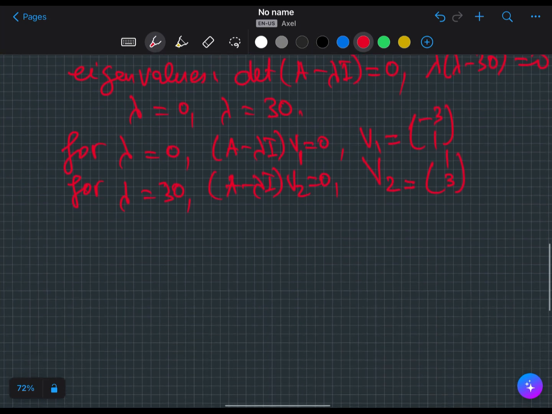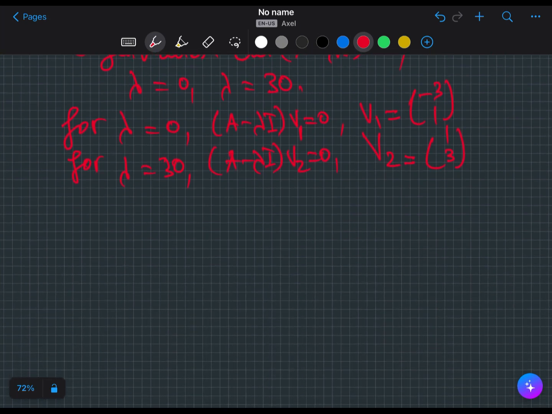Now, what do you realize? Here we can have the diagonal matrix, which is 0, 0, 0, 30. And then we can also have the P matrix, which is the matrix of the eigenvectors. Now, we need to find the orthogonal matrix Q, and to have that, we have to scale each vector so that it has a norm of 1.